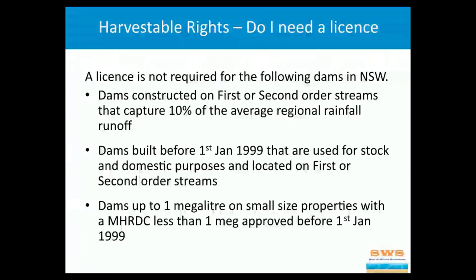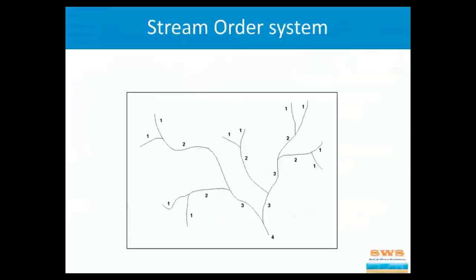As we move on to dams in third and fourth order streams, those dams require licenses, and there's a process which we can talk about to work through Water New South Wales to secure those licenses. But the harvestable right is this area of your property and the regional average rain runoff formula, which was compiled by Water New South Wales and is available on its website. It's just a runoff coefficient for each area that people live in, and those two combined detail our harvestable rights. So that's a process, and we'll see as we go through here how we can calculate that.